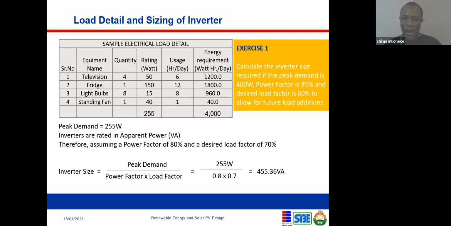The size of the inverter required to support this load of 400 watts at 75% power factor and a desired load factor of 60% is 0.784 kVA. Correct. If you have it in VA, then you have 784 VA. They're all correct. So that's good.